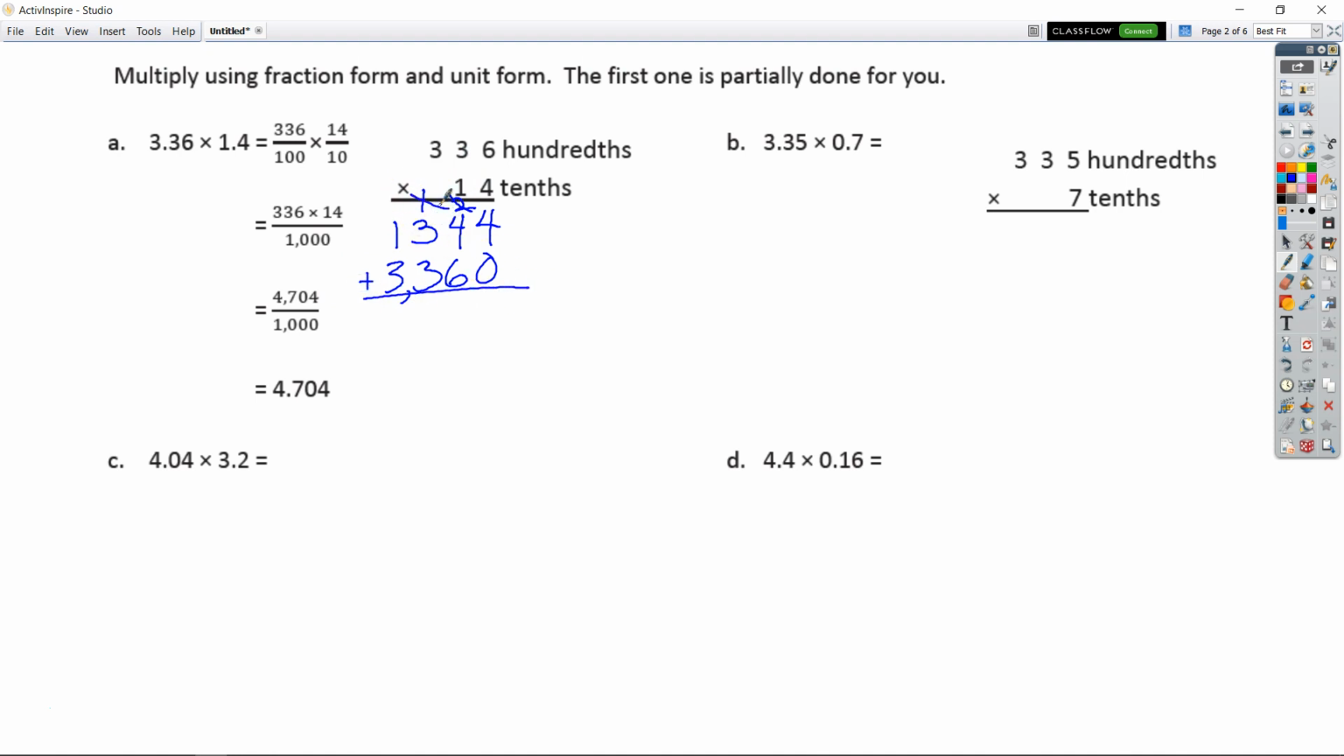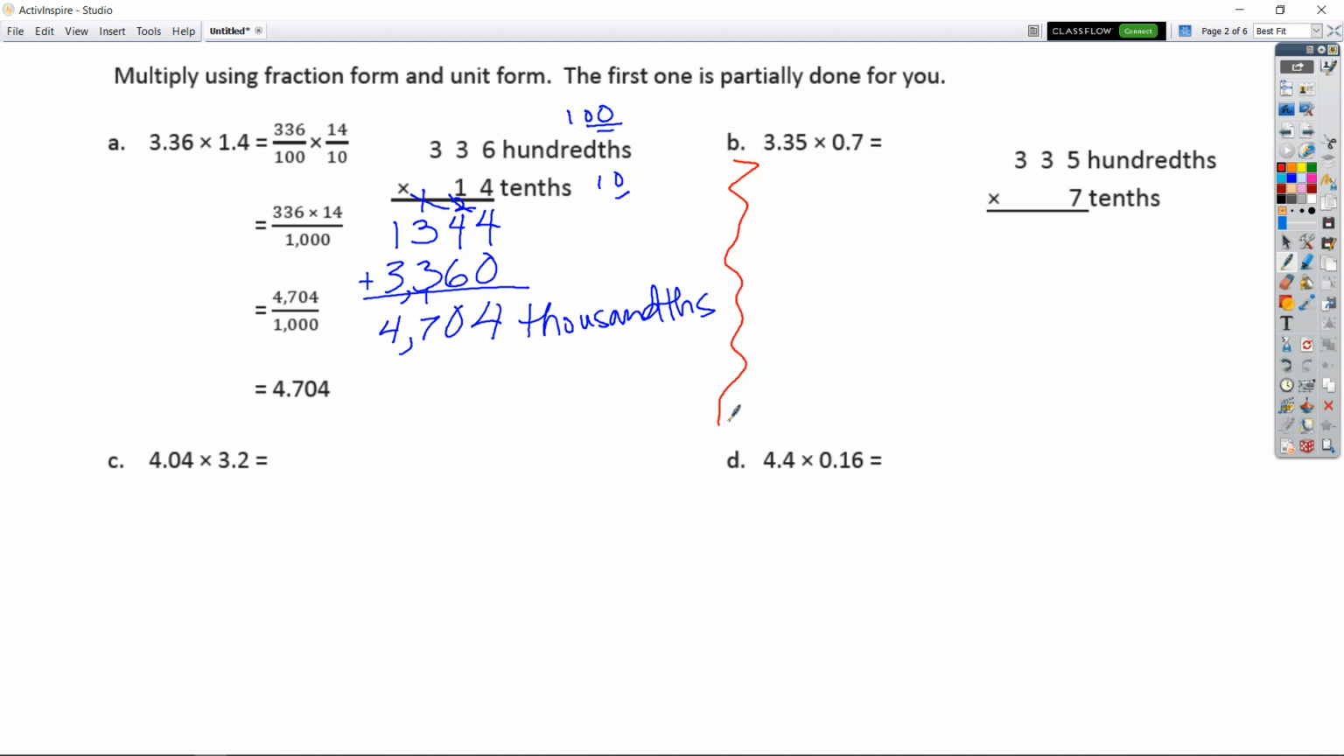Finish with those regrouping. Let's say 6 plus 4 is 10, or 6 tens plus 4 tens is 10 tens, which is equal to 100. And you have 300 plus 300 plus 100 equals 700. 3,000 plus 1,000 is 4,000. So we know our answer is 4,704. Now look, we had hundredths, which would have 2 zeros, and we had tenths, which would have 1 zero. So we know we would have 3 zeros, and that would make it thousandths. All right.